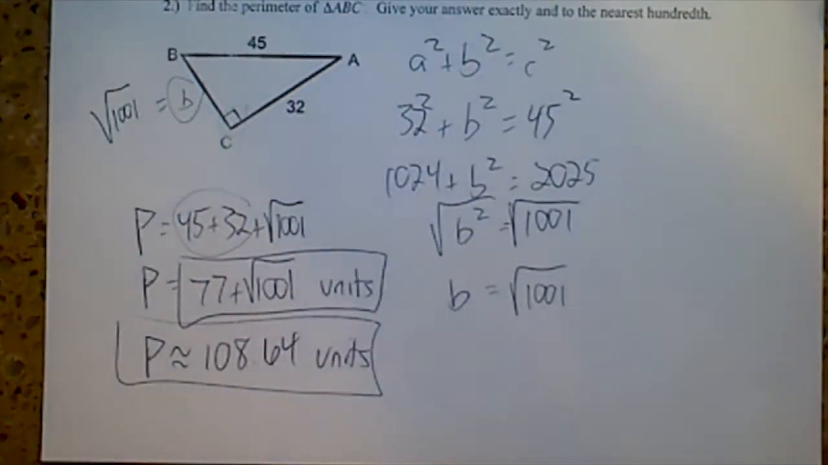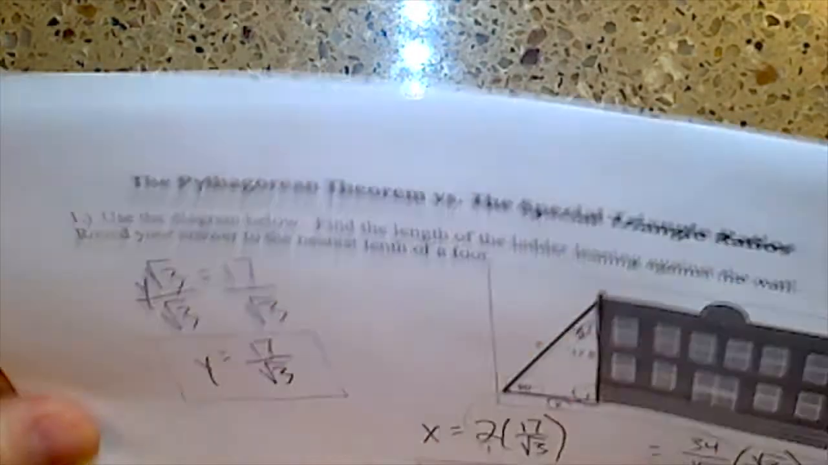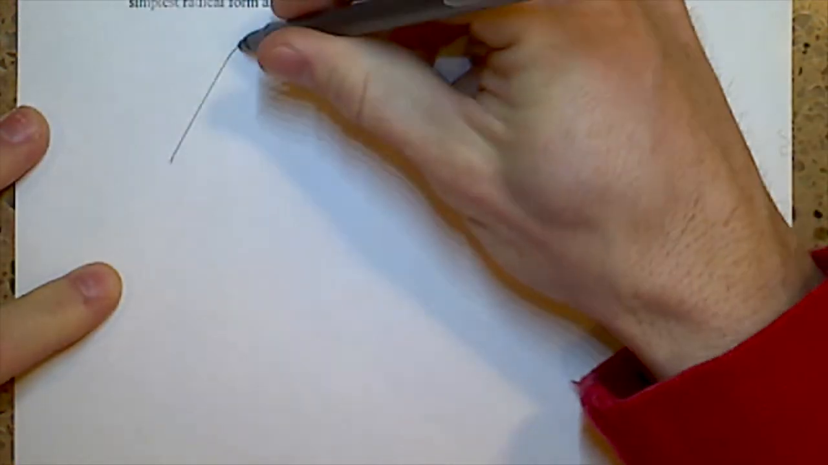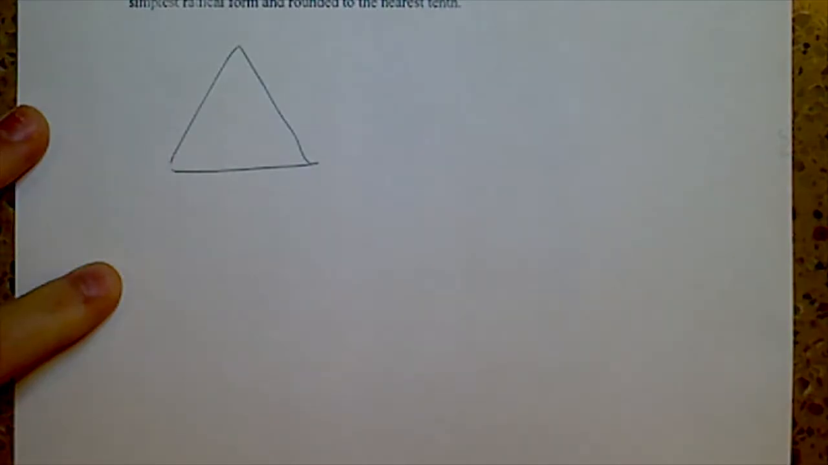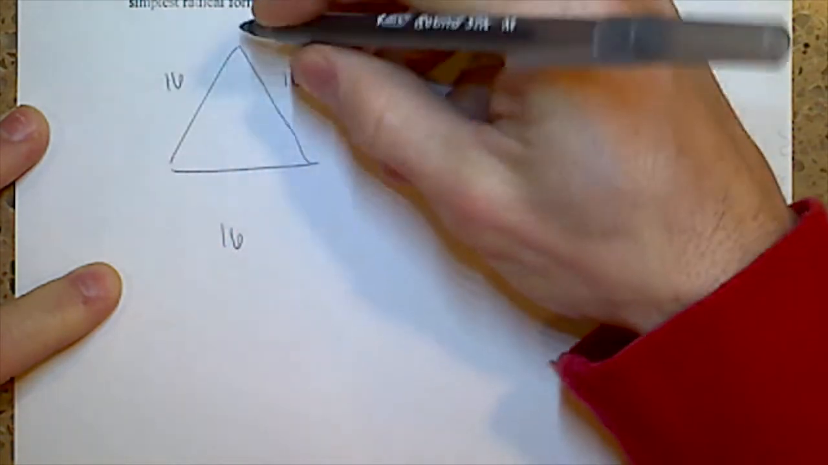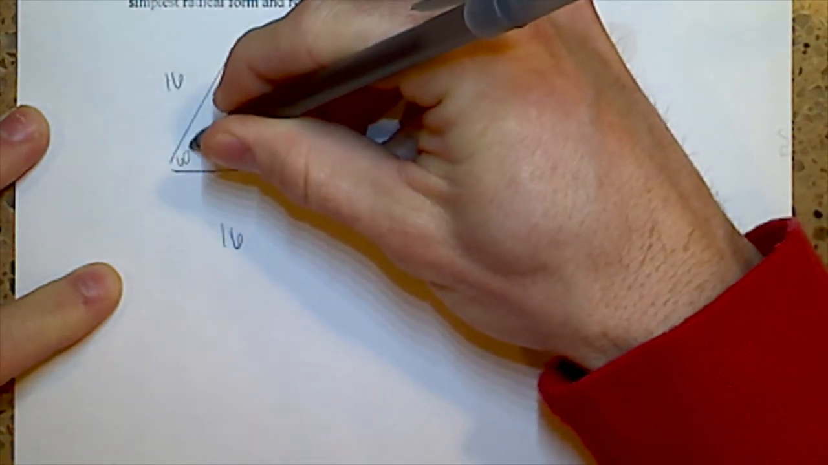All right, last example we want to show you here. If you read this one, it says, find the area of an equilateral triangle with sides of length 16. Give your answer in simplest radical form and round it to the nearest tenth. So let's go ahead and sketch an equilateral triangle. All the sides are 16. Right? All the angles are 60 degrees.